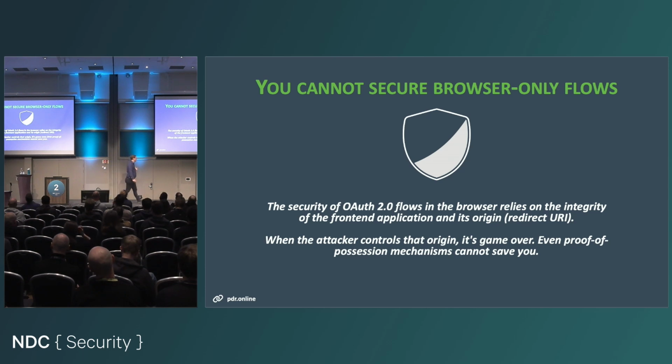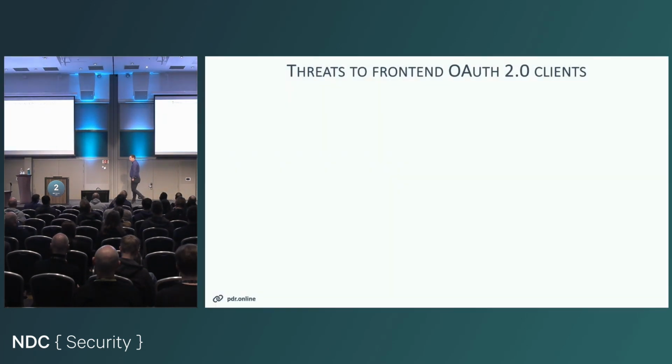Trust me, I've told a lot of developers, like, yeah, you can't do this. And the first reaction is like, yeah, but... And then it takes a lot of convincing to get to the point like, oh yeah, okay, maybe you can't. So what does this mean concretely? This means that there's a couple of threats to front-end OAuth clients, and that's new stuff from the spec.